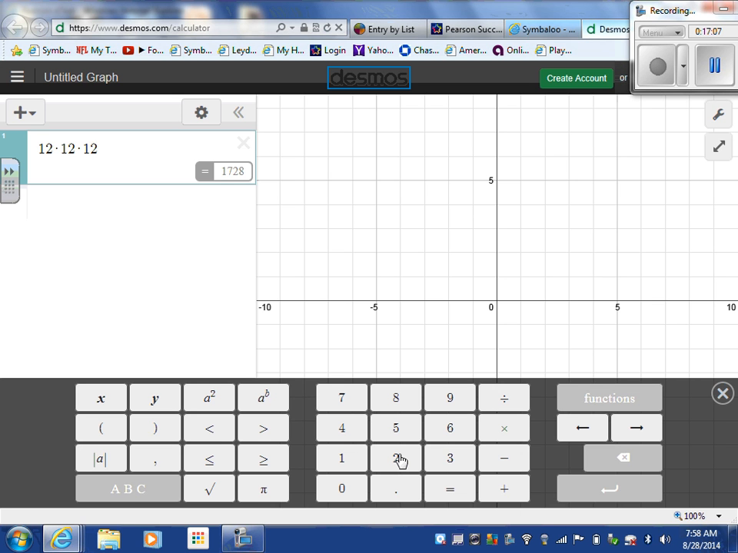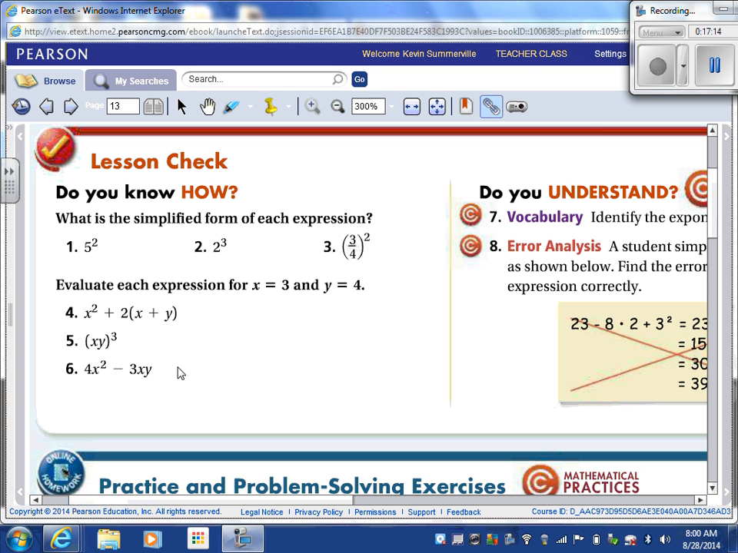All right. Let's take a look at the next problem. Okay, good. Let's take a look at number 6 now. We have 4x squared. Again, whenever you put a number in for the x, it has to be a 3.